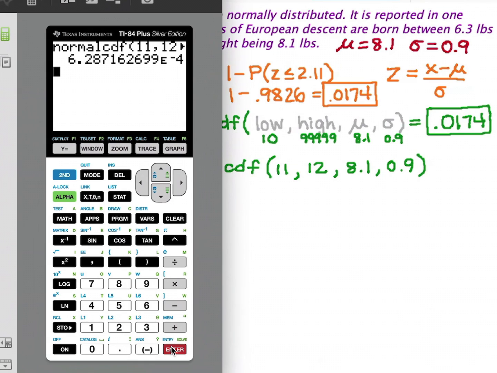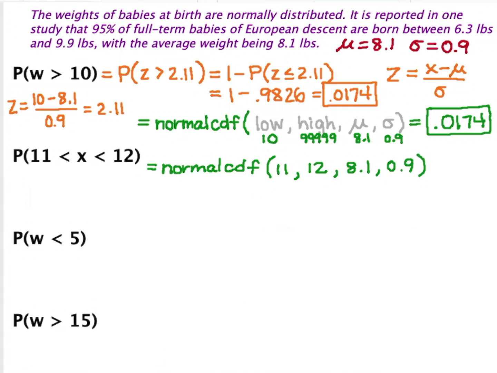And that's a really low probability, right? 6.29 times 10 to the negative 4. If I round that to 4 decimals, which is what we usually do, that would be 0.0006, which just means that a baby between 11 and 12 pounds when it's born is quite rare. Only a 0.06% chance of that happening.